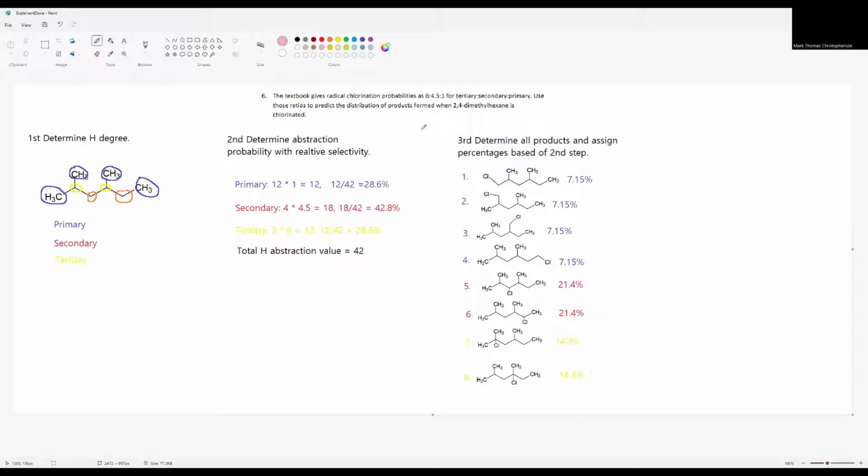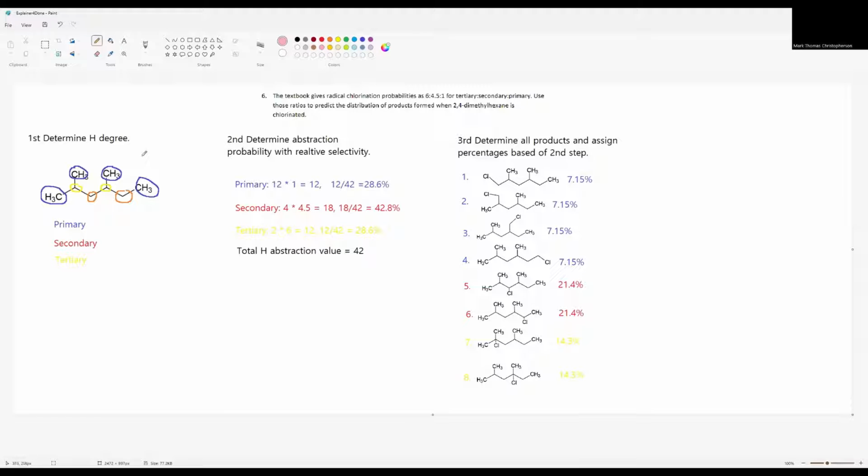So there is a link to a video in the comments that really helped me get through this. Trying to sort through the book was a little difficult, and this guy kind of ironed it out a little bit. But the first thing that I did, on the left here, we see I determined the hydrogen degree.